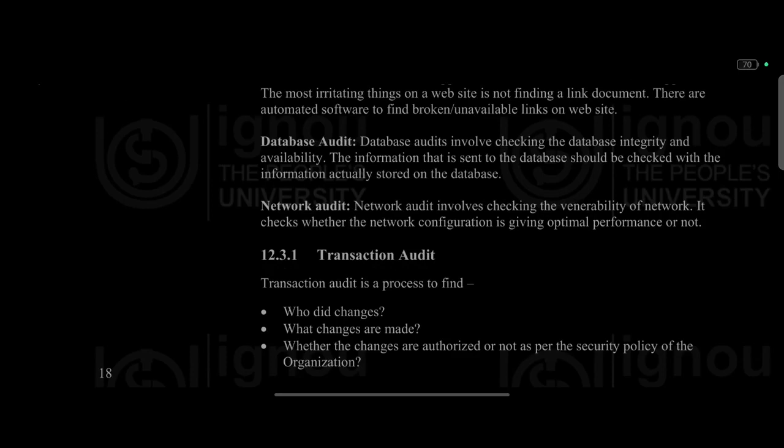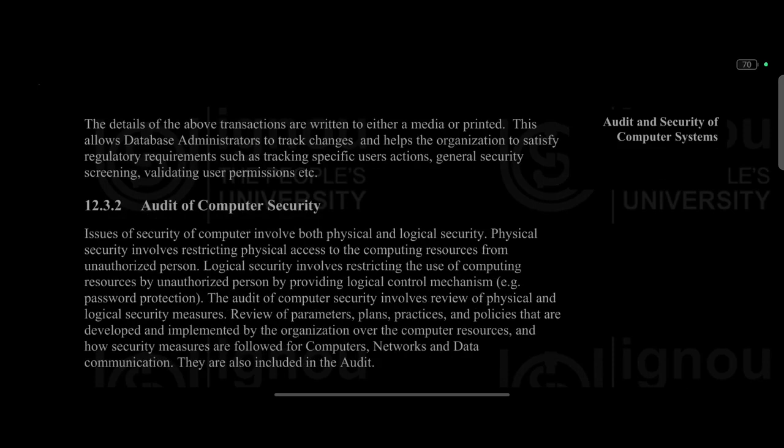Transaction audit. Transaction audit is a process to find who did changes, what changes are made, and whether the changes are authorized or not as per the security policy of the organization. The details of the above transactions are written to either a media or printed. This allows database administrators to track changes and helps the organization to satisfy regulatory requirements such as tracking specific users' actions, general security screening, validating user permissions, etc.